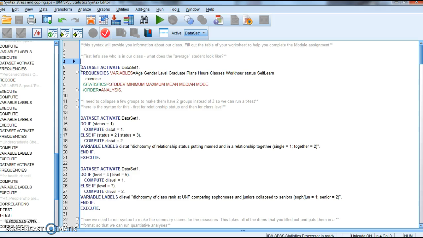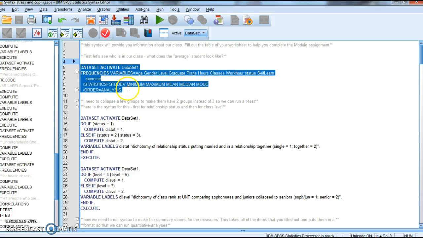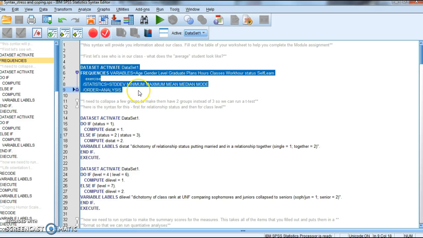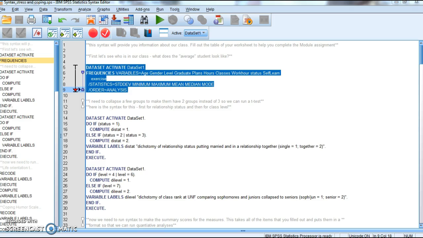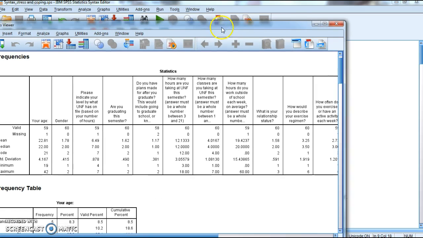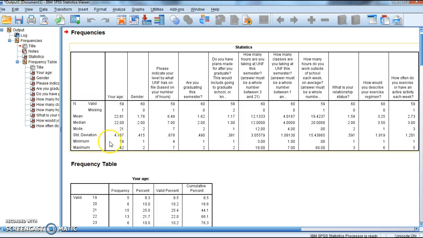But first let's figure out who we can generalize this to. So we have a slightly biased sample. Obviously you're all undergraduates. Also, you all chose to be in health psychology, so you're probably different than if we would have done this survey for all of UNF. So I'm just going to highlight this information and then press this arrow to run it, and we have an output screen that pops up.